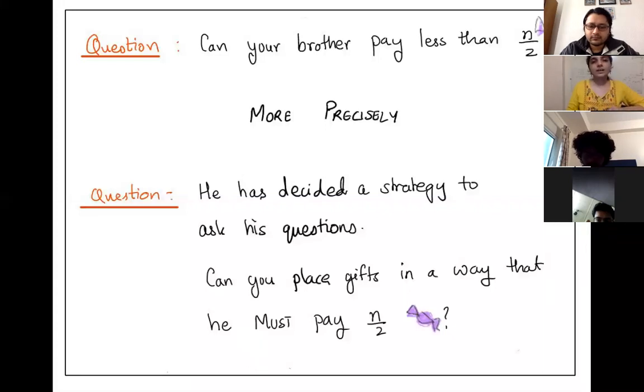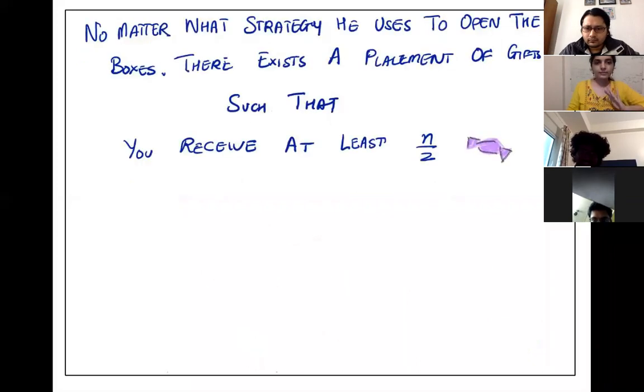Okay. So I'm coming to a slide where I'm going to show you this impossibility result. Why am I calling this an impossibility result? It's going to show to you that he cannot get away without paying n/2 chocolates to you. Fair enough? So you have this evil, devious plan, and I'm going to show how you can be very evil and devious in this. So what are we going to show? No matter what strategy he deploys to open the boxes, there exists a placement of gifts such that you receive at least n/2 chocolates.